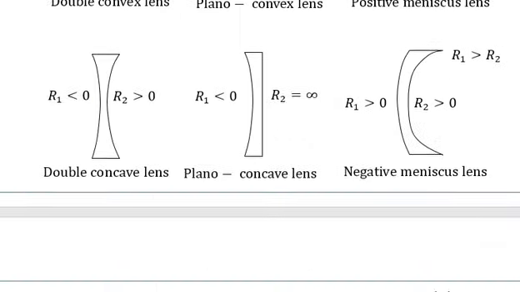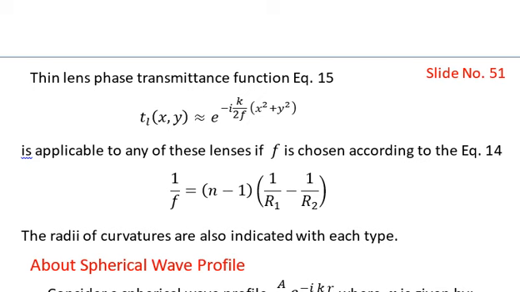The thin lens phase transmittance function from equation number 15 is reproduced over here. TL of x comma y is equal to e to the power minus iota k over 2f multiplied by x square plus y square. This is the phase transmittance of the lens. It is applicable to any of the above lenses if f is chosen according to the following equation. That is 1 over f is equal to n minus 1, where n is the refractive index of the lens material, multiplied by, within the parenthesis, 1 over R1 minus 1 over R2.